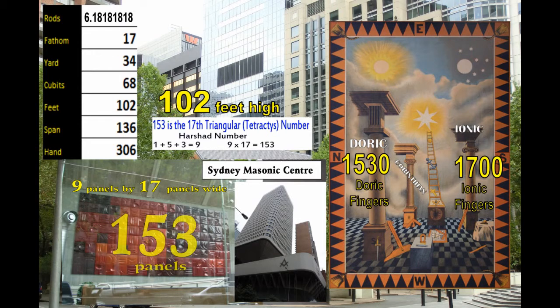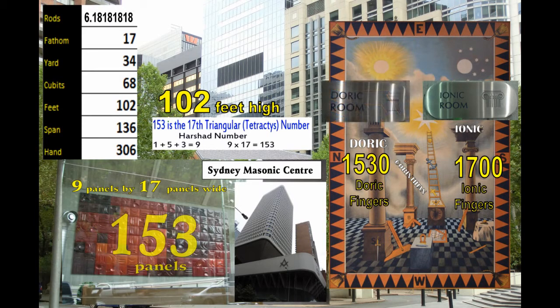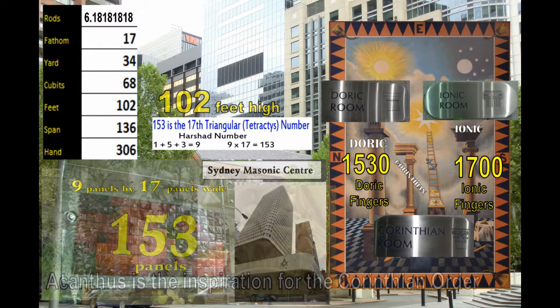But now there's some deeper, just to show you how the occult world. Now, it's not exclusive to Freemasonry. I just use that because that's the most modern embodiment of this. But Sydney Masonic Centre, we have the Ionic room. We also have the Doric room, and we'll also have the Corinthian room. There are also 2 other rooms for the Tuscan and the Composite, but they're Roman, so we're sticking with the Greek for the moment. Doric, Ionic, and Corinthian, 153 panels.